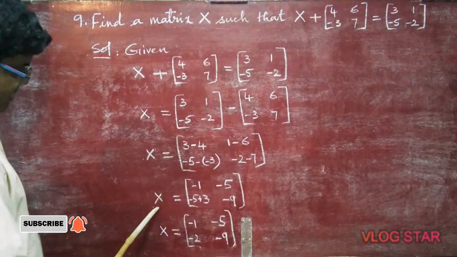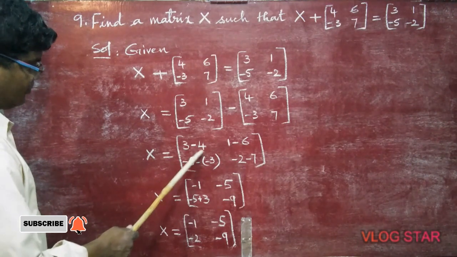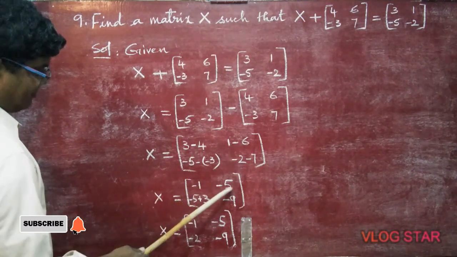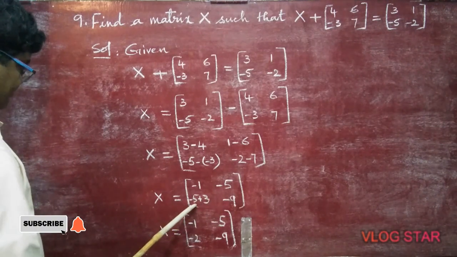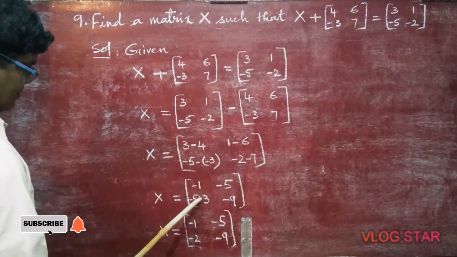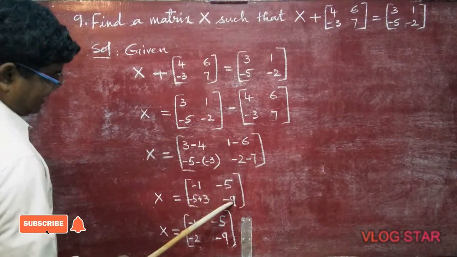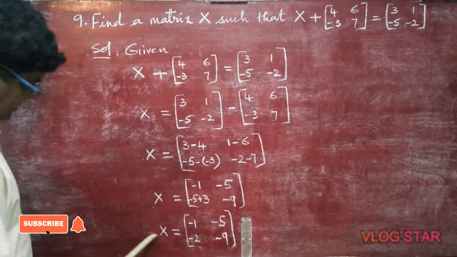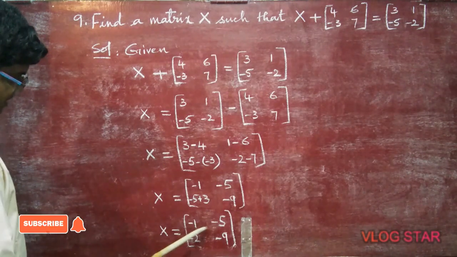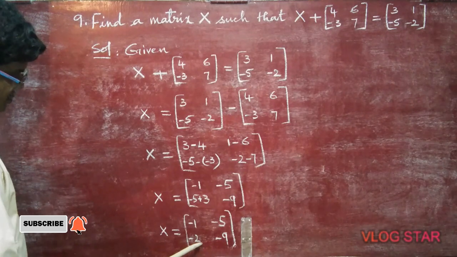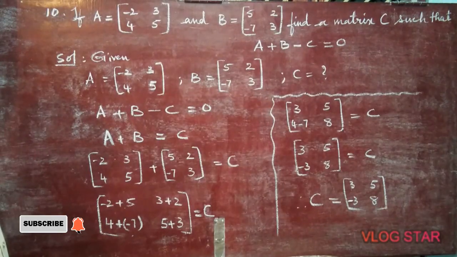Now, the unknown matrix X we are finding. 3 minus 4 is minus 1. 1 minus 6 is minus 5. Minus 5, minus into minus, plus 3. Minus 2 and minus 7 is minus 9. Final answer. Therefore, X is [-1, -5; -5 plus 3 is -2, and -9].